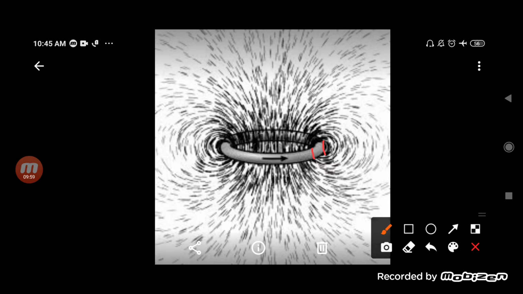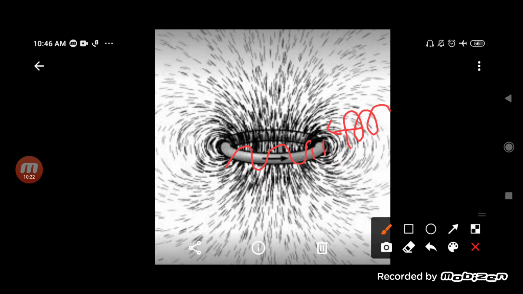Straight wire, current carrying conductor. So we can say here that if the magnetic field line is produced like this, then in this direction the current which is moving around it will go inside it. So when we keep our thumb inside, then the current will start flowing like this, right?